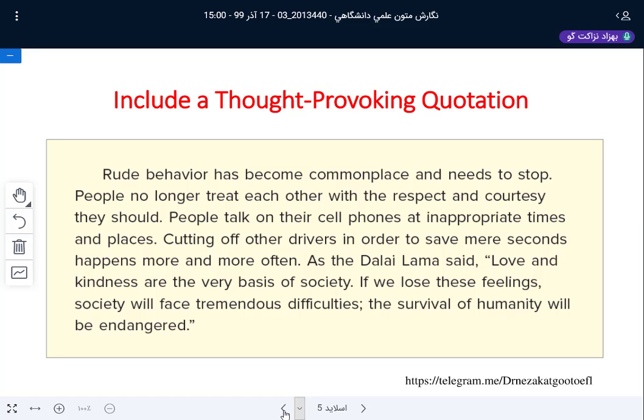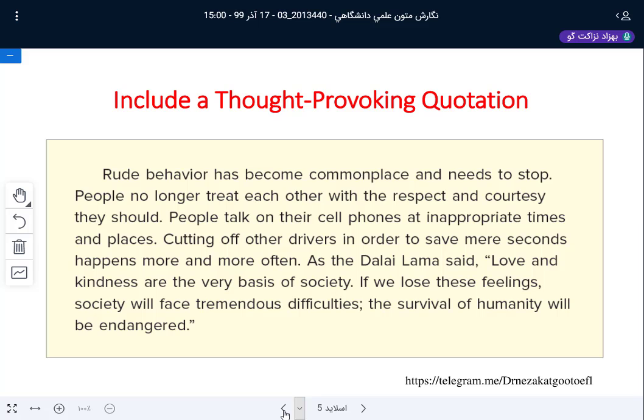Then we move from this specific to something which is more general. Okay, so people no longer treat each other with the respect and courtesy they should. So as you see, this is an example, or it exemplifies what we already said, and that is the reason why we need to stop. When you say it needs to stop, you say why. So the answer to this part is that people no longer treat each other with the respect and courtesy they should.